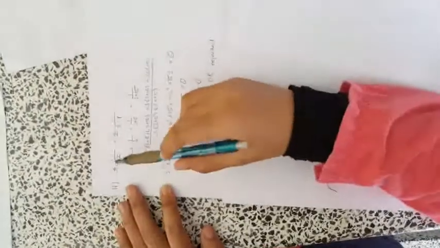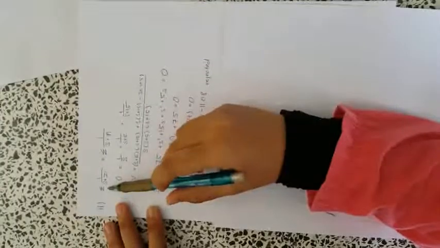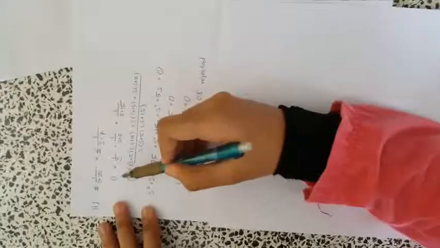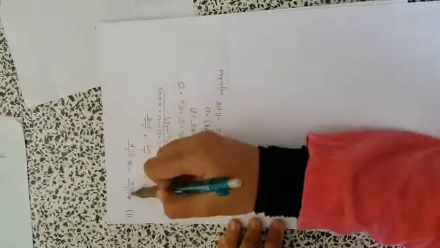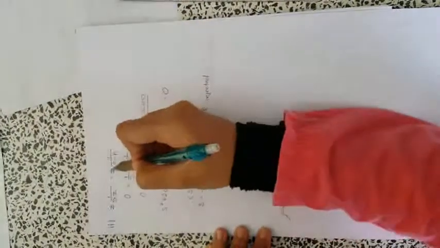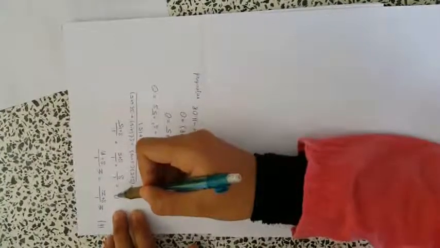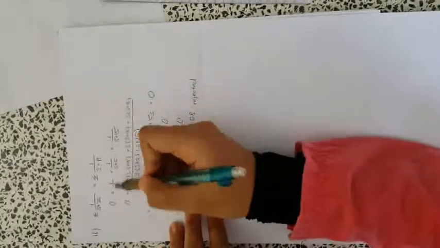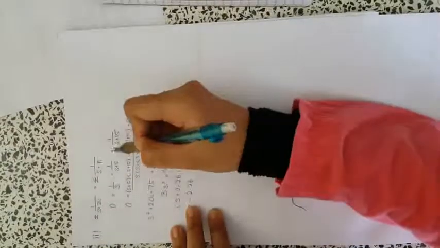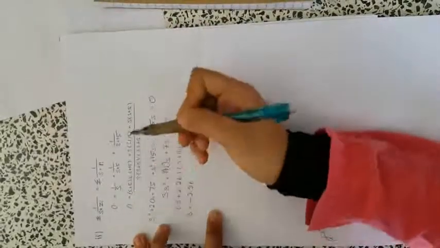For question number 2, which is to find the breakaway point, we have the formula here: summation of 1 over s plus zi equals summation of 1 over s plus pi, where the left side is the number of zeros and the right side is the number of poles. Since we don't have zero values, we only have pole values, so we substitute the values here: 1 over s plus 1 over s plus 5 plus 1 over s plus 15. So we combine all together.